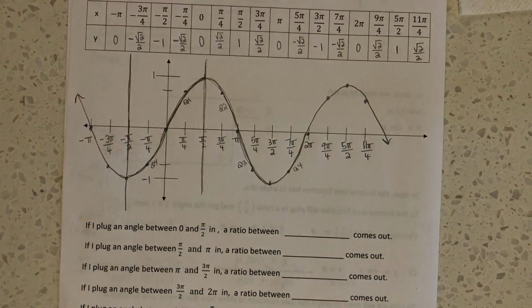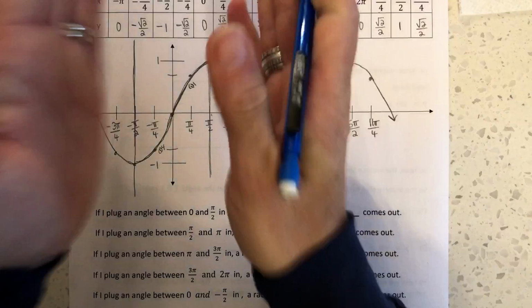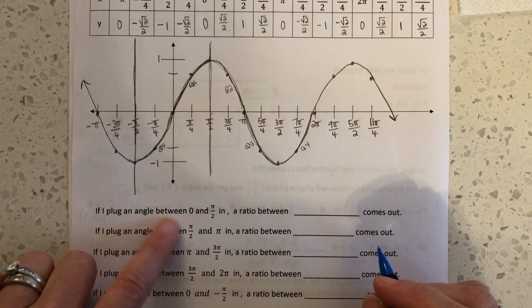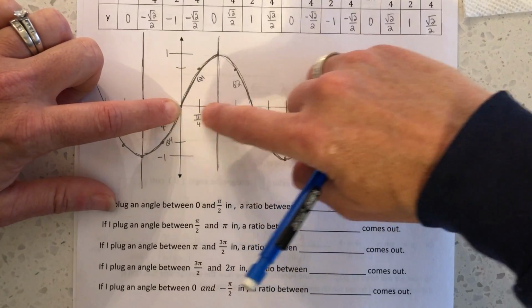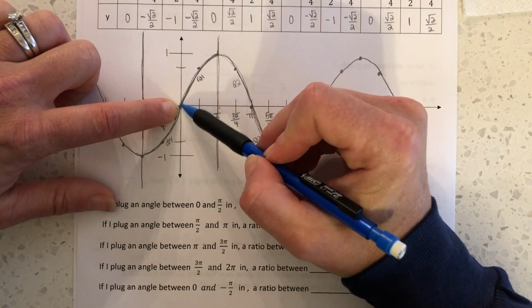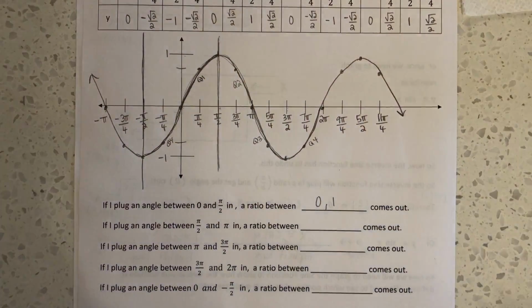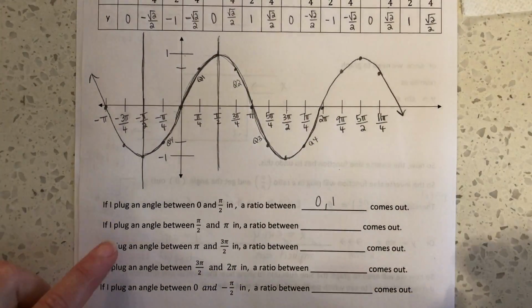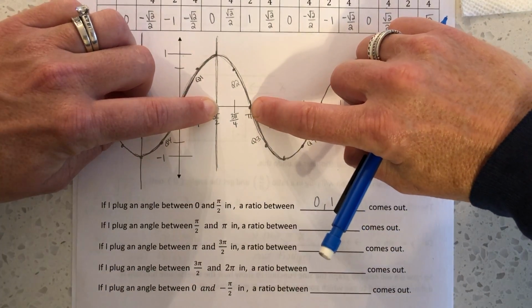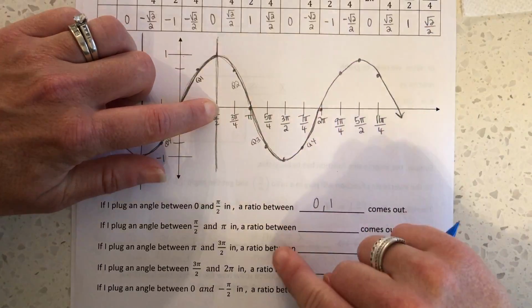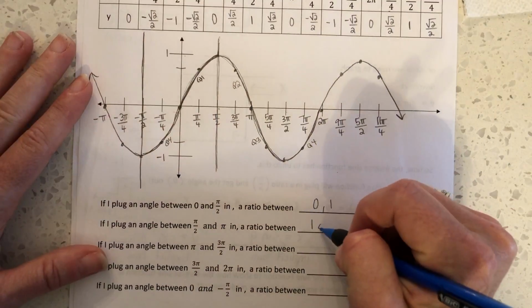All right, now, I maybe should have done this before, but I apologize. So look at the sine function before I chopped it. If I plug an angle between 0 and pi over 2 in, a ratio between 0 and 1 comes out, okay? That's the way that leg of the graph works. If I plug an angle between pi over 2 and pi into this trig function, a ratio between 1 and 0 comes out. I should have done this.